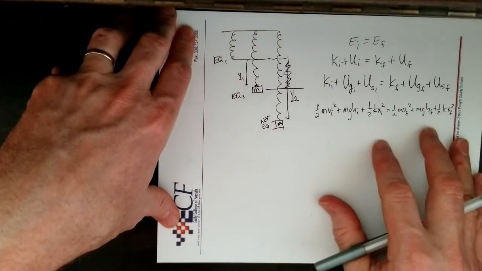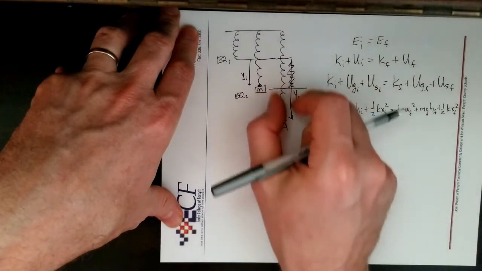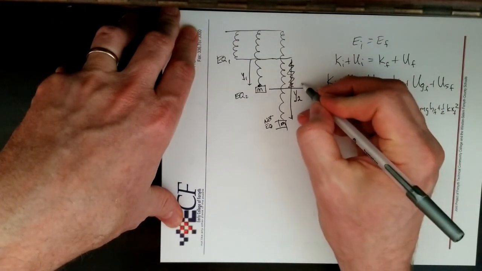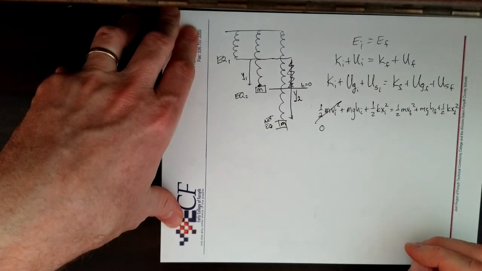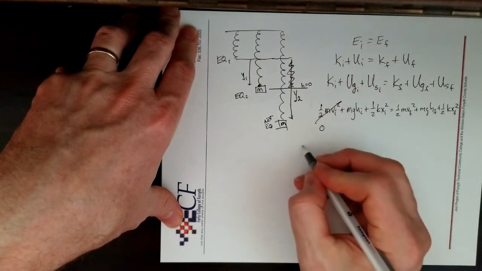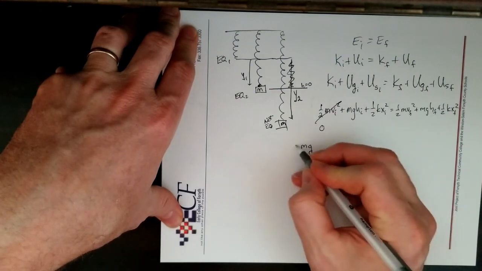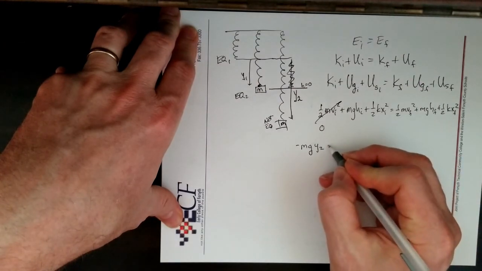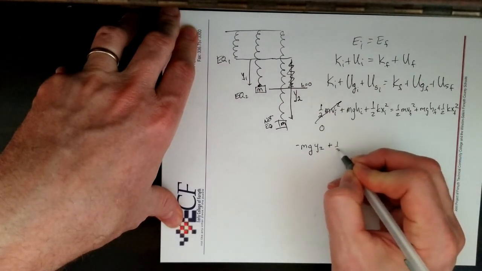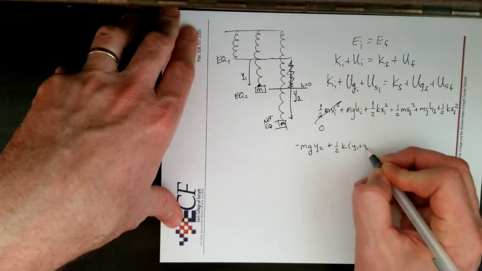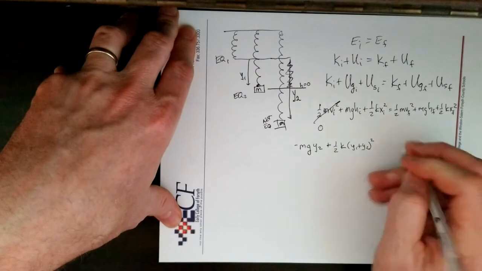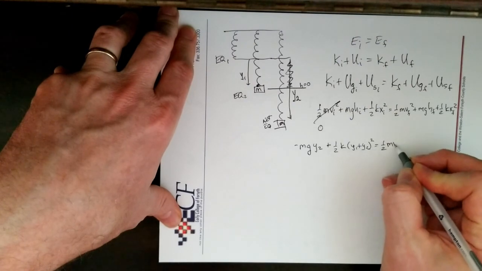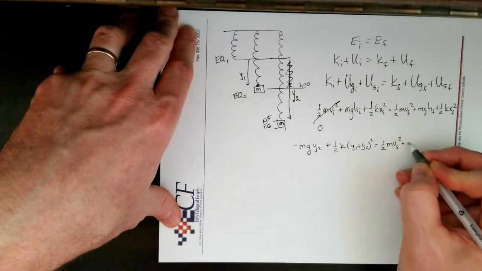We can simplify it a little bit here. We can get rid of some things. I know that when I first let go of it, the initial kinetic energy is 0. I need to establish where h is equal to 0, so I'm going to let h equal 0 here. And so what we end up with here is mg negative y2, because we are moved down and y2 is a number, plus 1/2 k times y1 plus y2 squared, because that's how far the spring has been stretched from its original position, equals 1/2 mv final squared plus mg.